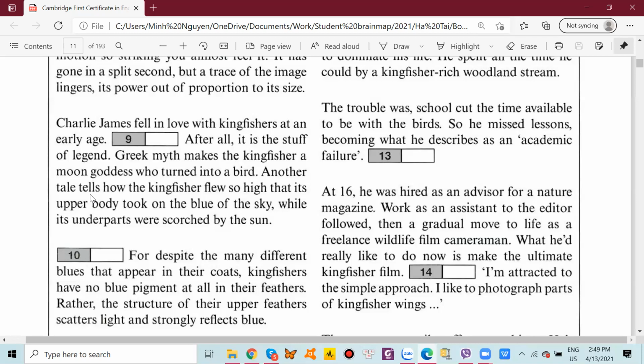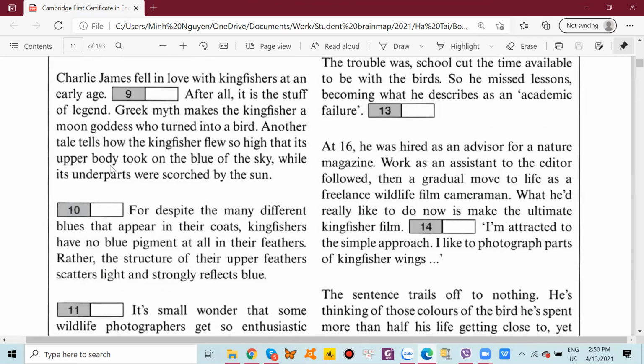Okay, so here: "flew so high its upper body took on the blue of the sky, while its underparts were scorched by the sun." We have the upper body and the lower body, but instead of using upper and lower, they use the word underparts. Scorched here. What does scorched mean? Not the Vietnamese translation. I want you to use your English to describe the action verb scorched for me.